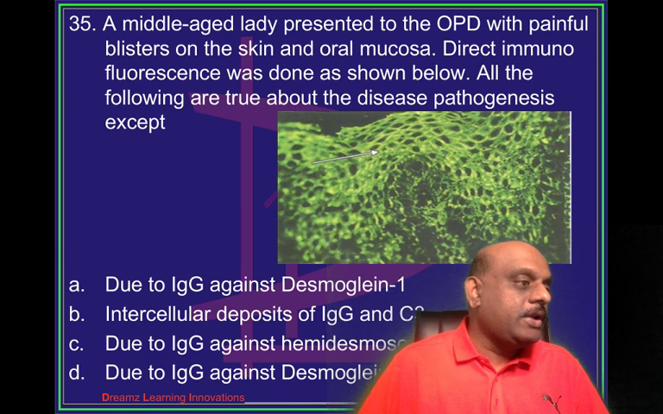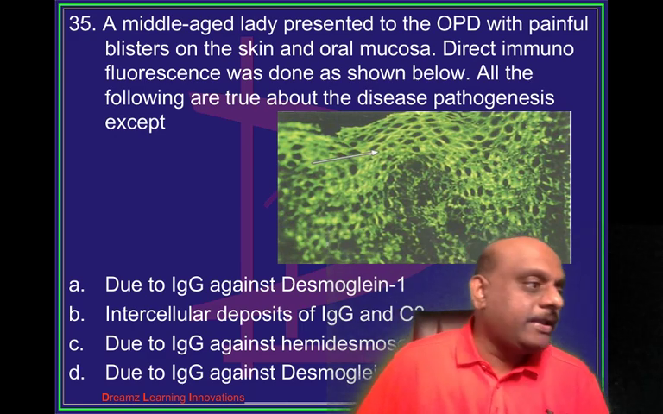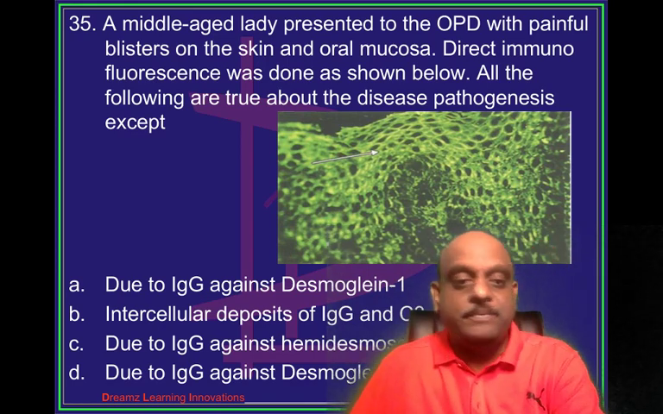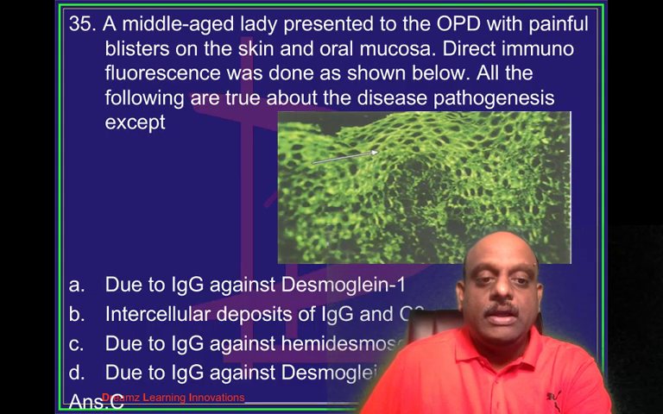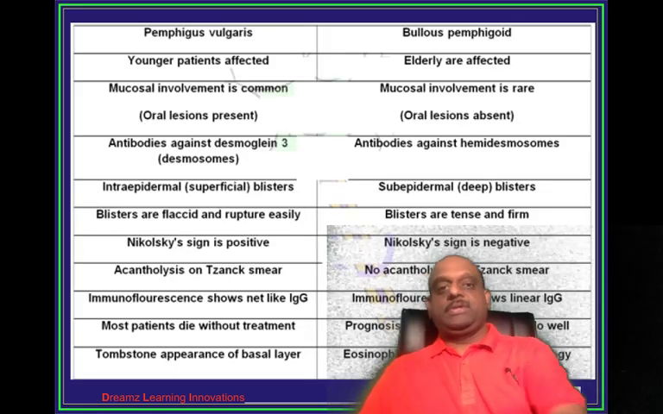All right. Now the question is a middle-aged lady. So what is your answer, doctor? Is it Pemphigus vulgaris? Absolutely right, doctor. Absolutely right. So it is IgG against hemidesmosomes.